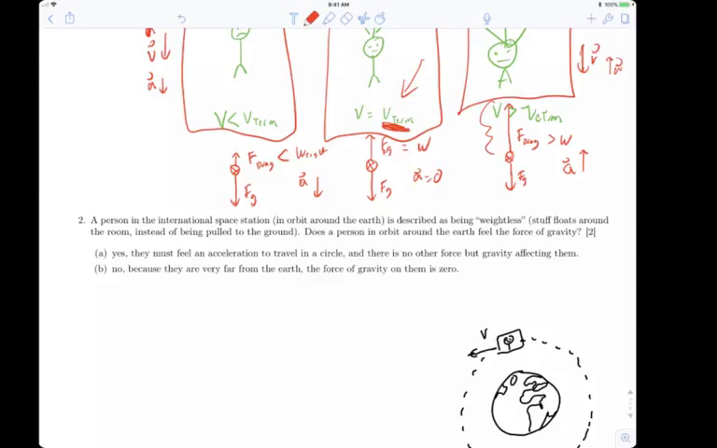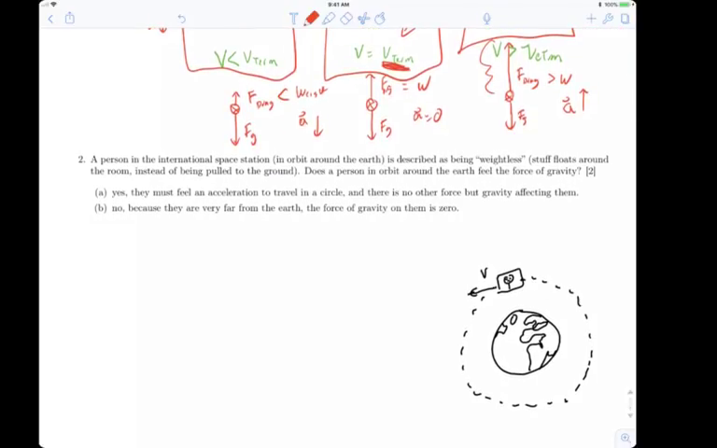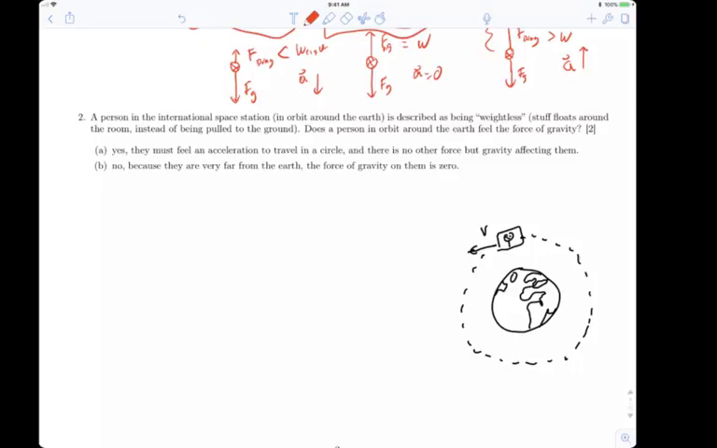A person in the International Space Station is described as being weightless. Stuff floats around the room instead of being pulled to the ground. Does the person in orbit around the Earth feel the force of gravity? Yes. They must feel acceleration to go in a circle, but there's no other force but gravity affecting them. Or no, because they're very far from the Earth, the force of gravity is 0. Which of these is correct? This is actually a fun question because people often think that the second is the answer. They can't both be true, right?